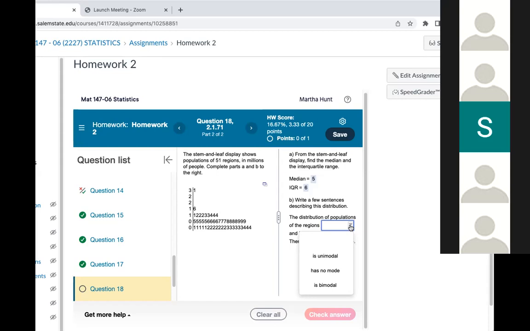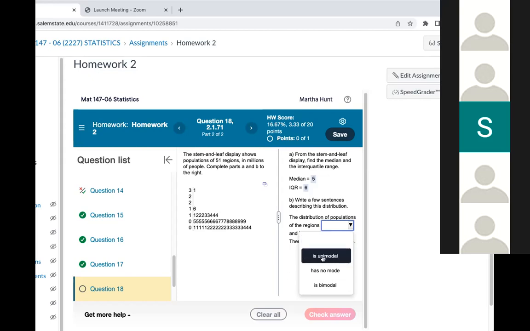Maybe, well, I'm switching between unimodal and bimodal. I'm thinking unimodal because of this. I don't see the bimodal. Not sure how I could argue for the bimodal.